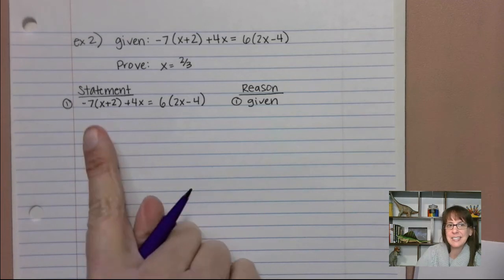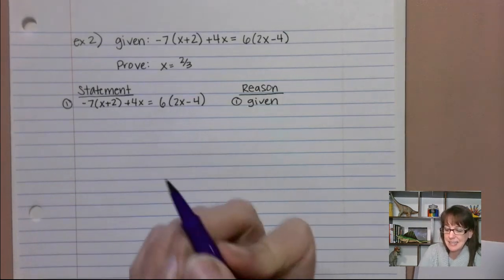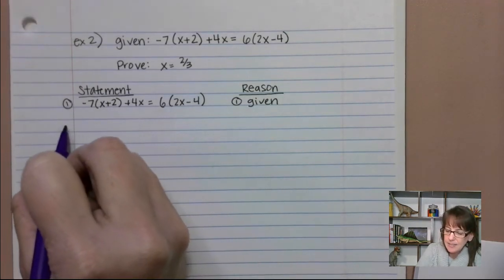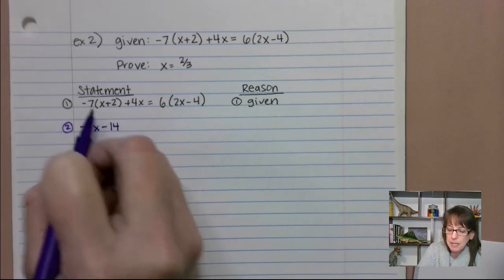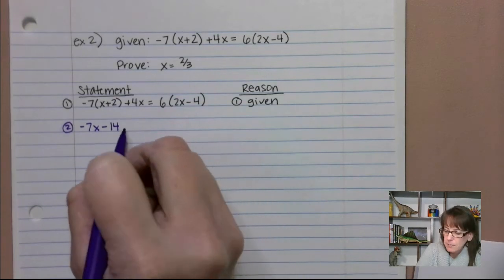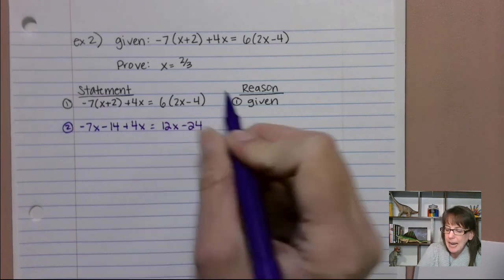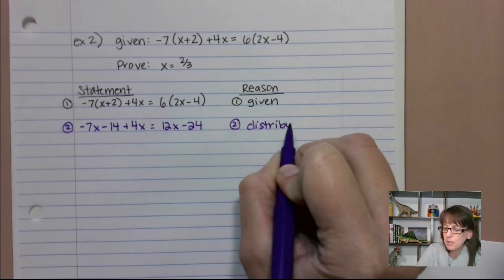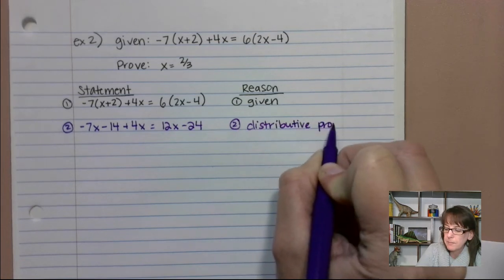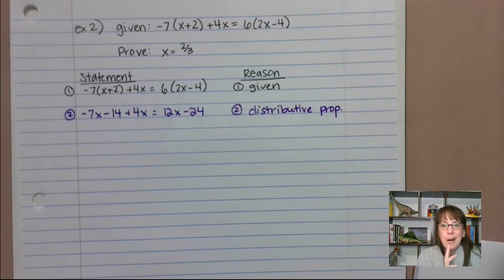All right, let's take a look at this. From this point to our next one, the first thing that we're going to need to do to solve this is distribute that negative 7 and that 6. So we are going to get negative 7x minus 14, because negative times a positive is a negative, plus 4x equals 12x minus 24. And what allowed me to do that was the distributive property. Distributive property.